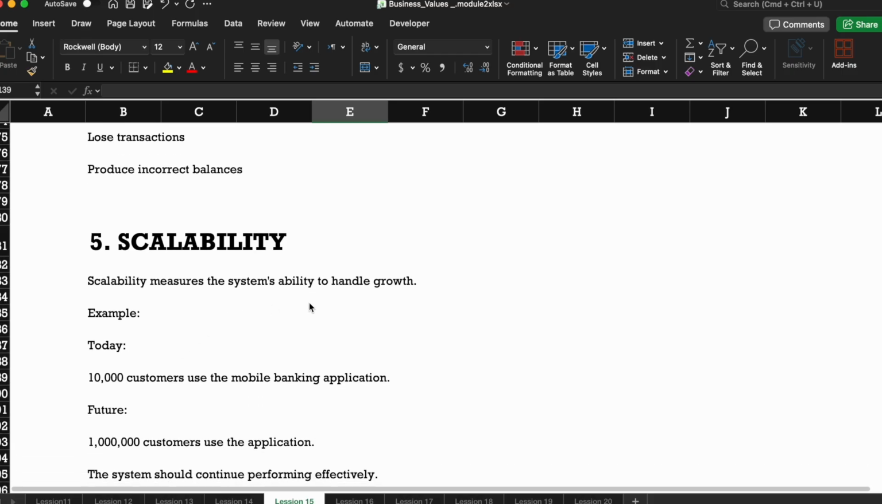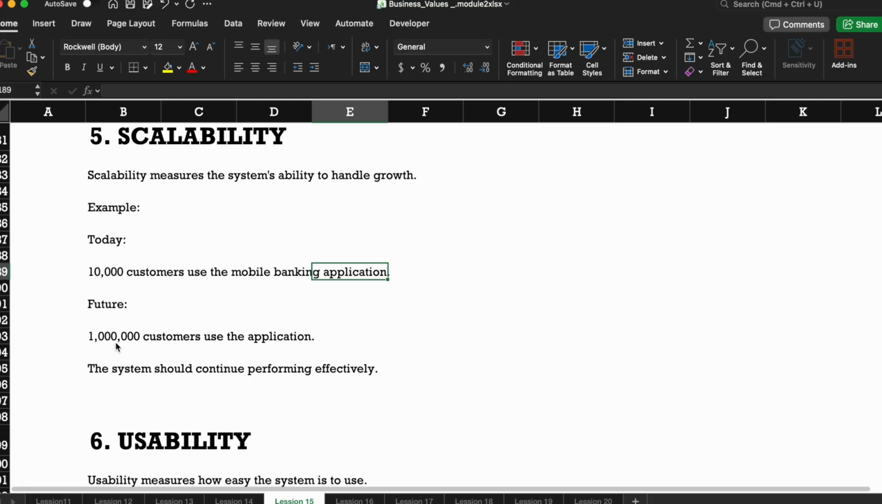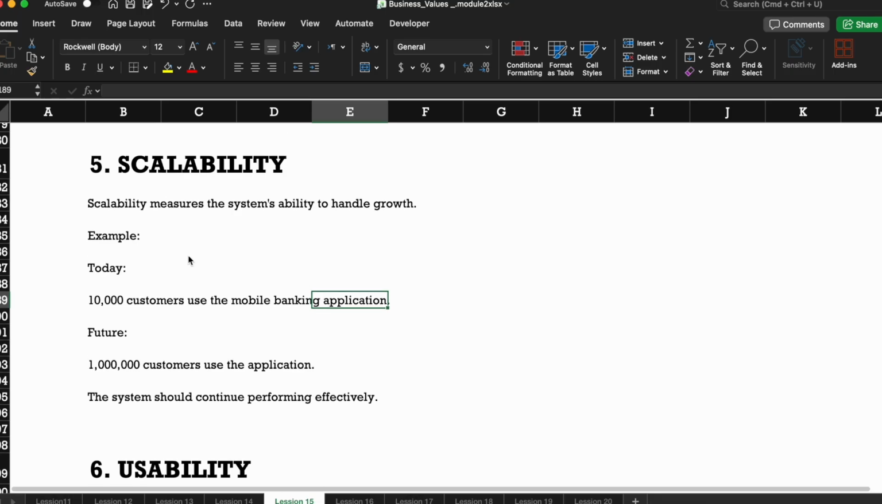Scalability measures the system's ability to handle growth. Today, when you start a business, think like you have only 10,000 customers using the mobile banking application. In future, this grows to millions of customers using the application. So when you are building the application, scalability is important. You have to think about the future, how fast the system can scale.